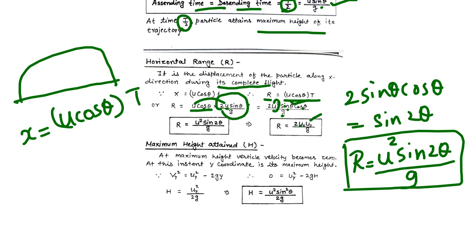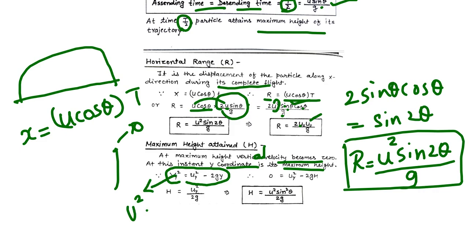Now you put what is maximum height. You know that at maximum height vertical velocity becomes 0, right? So at this instant the y coordinate is its maximum height. You take vy square is equal to uy square minus 2gy. What is this equation? Do you remember? Yeah, this equation, same equation. Instead of a, what do we write? Minus g, right? So we put 0 = uy square minus 2gh. What are you getting for h? uy square divided by 2g. So you're getting maximum height as u square sin square theta by 2g.